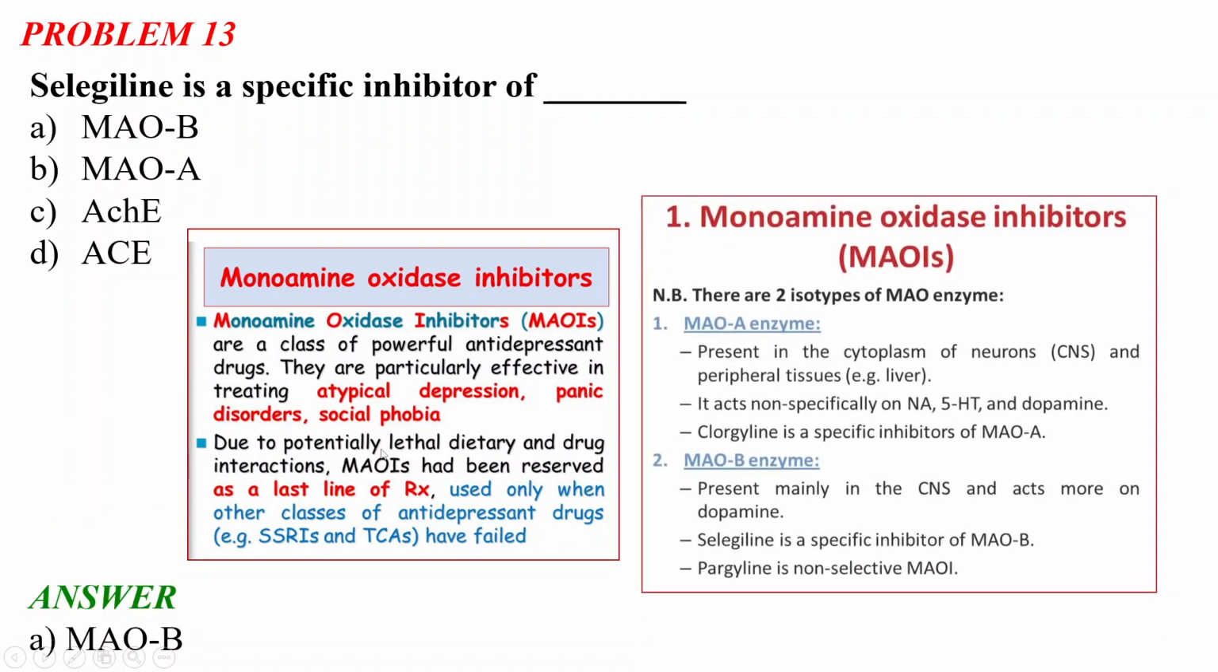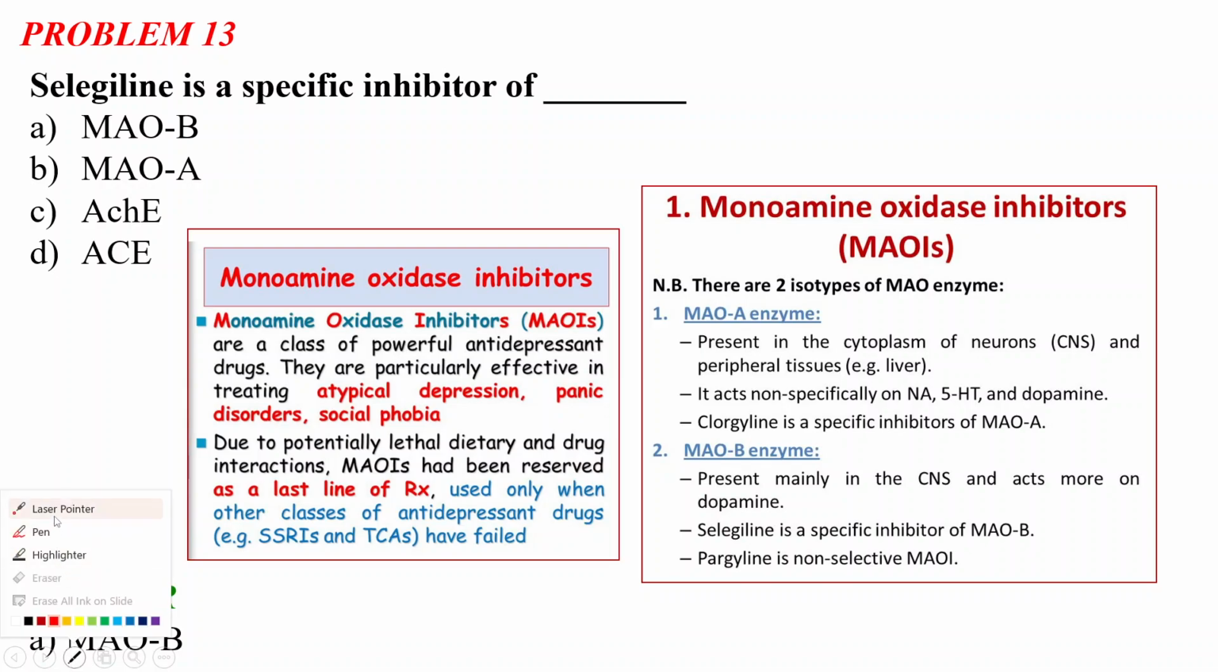There are MAO-A and MAO-B enzymes, and as you can see here, there are two kinds of MAO enzymes. MAO-A is present in the cytoplasm of the neurons, the central nervous system, and peripheral tissues like the liver. It acts non-specifically on NA, 5-HT and dopamine, and clorgyline is a specific inhibitor of MAO-A. And MAO-B is present mainly in the CNS and acts more on dopamine, and selegiline is a specific inhibitor of MAO-B, and pargyline is a non-selective MAOI, because it can inhibit MAO-A or MAO-B.